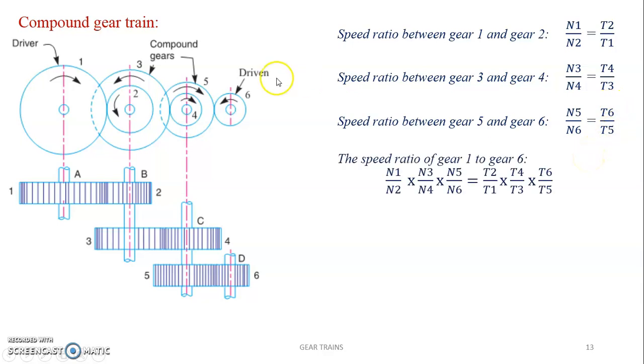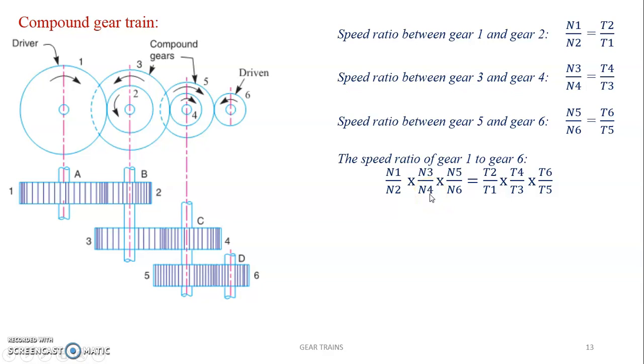Therefore, the speed ratio from 1 to 6 will be the multiplication of all the above. N1 by N2 into N3 by N4 into N5 by N6 gives T2 by T1 into T4 by T3 into T6 by T5. Now, a little consideration will show that the speed of gear 2 and the speed of gear 3 is the same. Why? Because they are on the same shaft. At whatever speed the shaft rotates, both gears have the same speed. Hence that can cancel off.